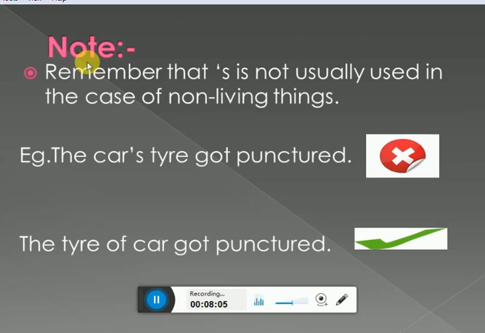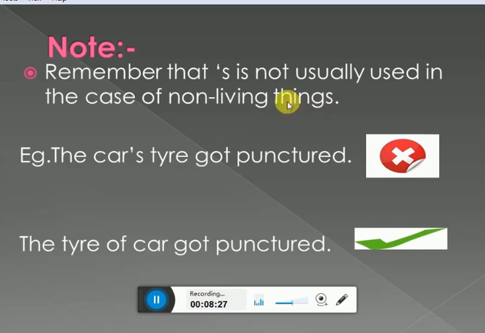Now there is a very important point that you all should remember. Apostrophe S is not usually used in case of non-living things. For non-living things, we don't use apostrophe S. We use of plus noun in order to show possession.